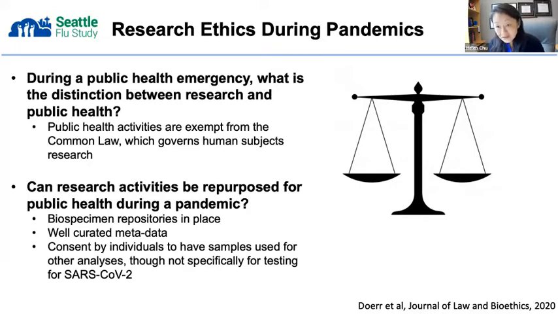And when is it appropriate to repurpose research activities for public health during a pandemic? There are many of these types of biospecimen repositories in place, not just through us. There's a lot of well-curated metadata or clinical data that goes with these samples. Many individuals who enroll in studies consent to have their samples used for other studies. It's called secondary use. It's pretty standard. A lot of people sign that type of consent. Is there a mechanism that we can develop in the future that allows us to leverage these types of platforms and these repositories without having to go through what we went through during this pandemic?